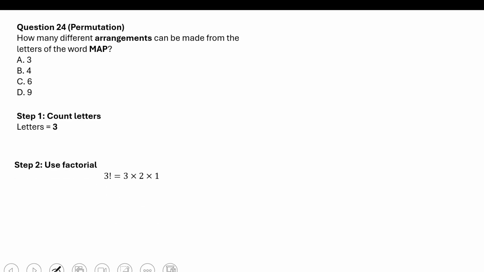All right. So how many different arrangements can be made from the letter word MAP? 3 times 2 times 1, that's 3 factorial. So this is how you get this question. If you want to get how many different arrangements can be made from the letters of a word, just take the factorial of the number of letters.